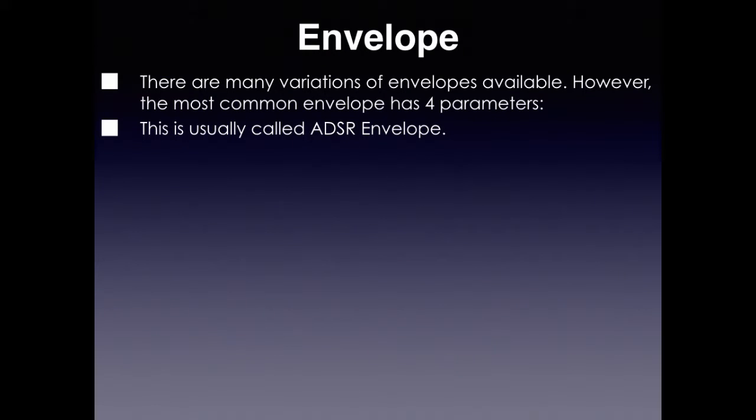Envelope. There are many variations of envelopes available. However, the most common envelope has 4 parameters. This is usually called the ADSR envelope: attack time, decay time, sustain level, release time.